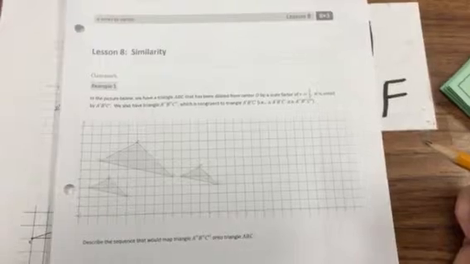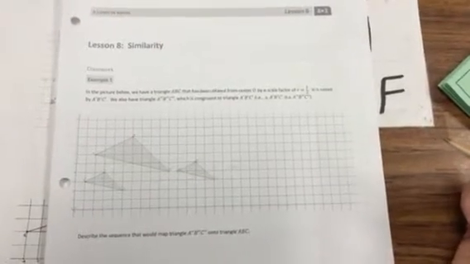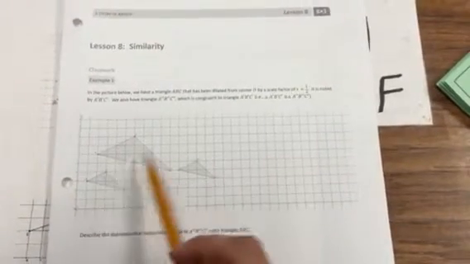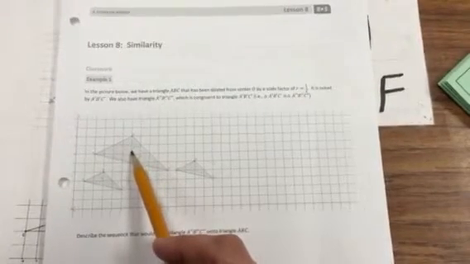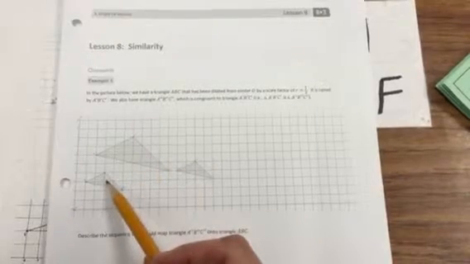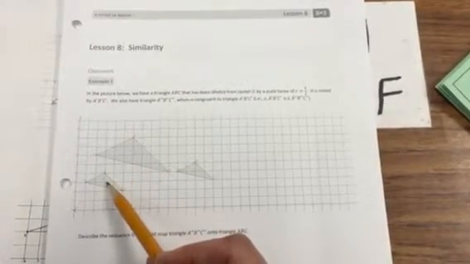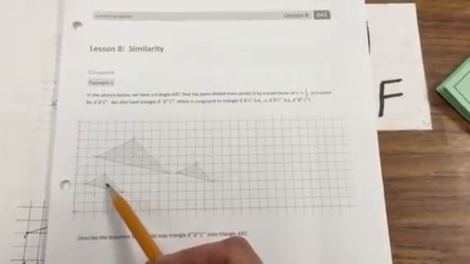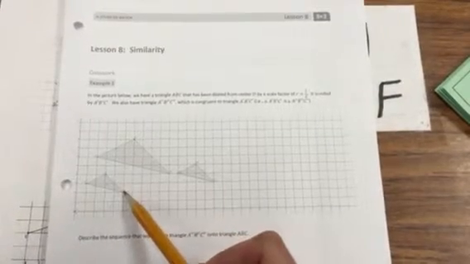the same size. So here we have triangle ABC, this larger triangle here, that's been dilated from center O by a scale factor of 1/2. So it's been shrunken by 1/2. It is noted by A prime, B prime, C prime.